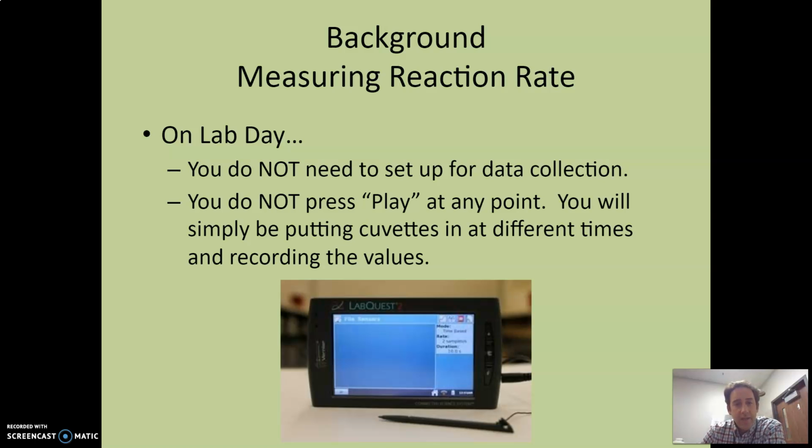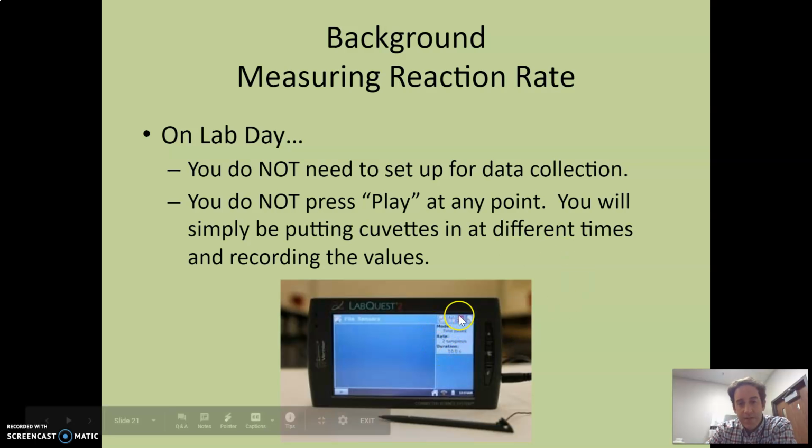And then you're going to begin collecting data. Now, note that you do not need to set anything up for data collection, and you don't need to press play on the LabQuest. All you're going to do is put the cuvette in at a certain time, read the measurement, which will be displayed, I think, actually in the big box, and then take it out. And then when you're ready for the next reading, you're going to put the next cuvette in and just read it. So there's no hitting play. It's not going to generate a graph. You're just going to use the values and record those as we go.